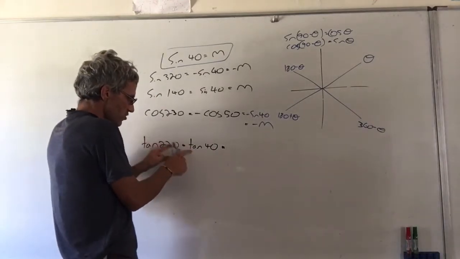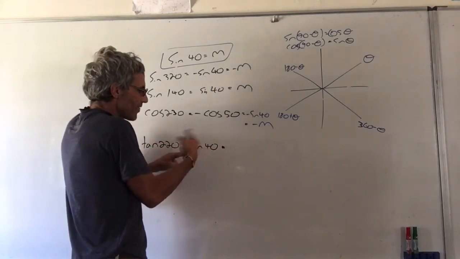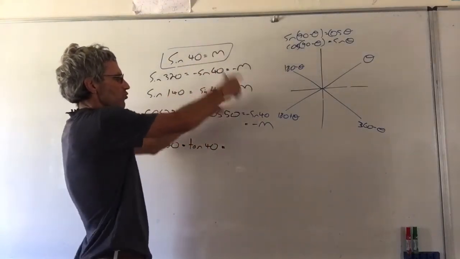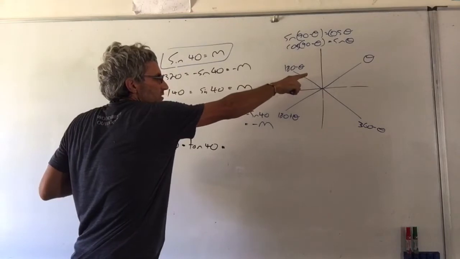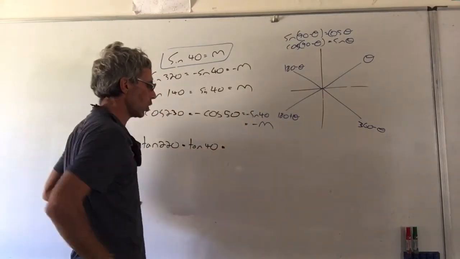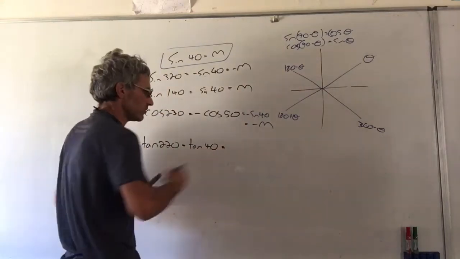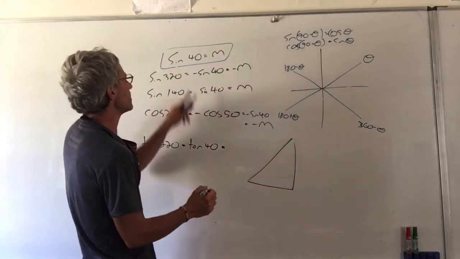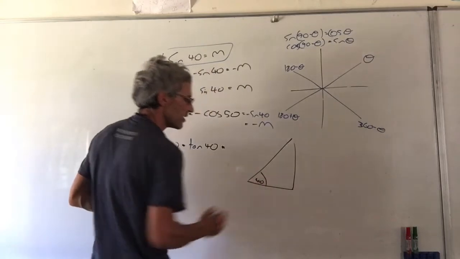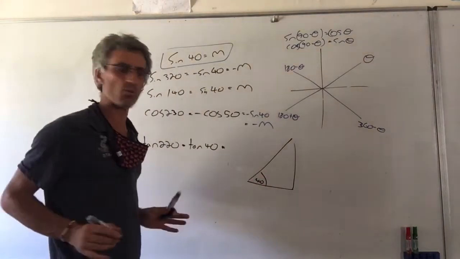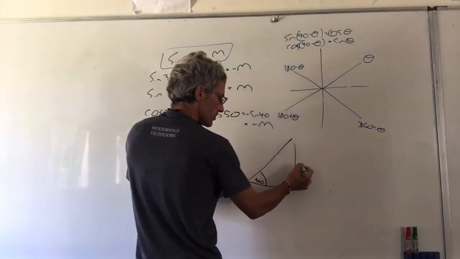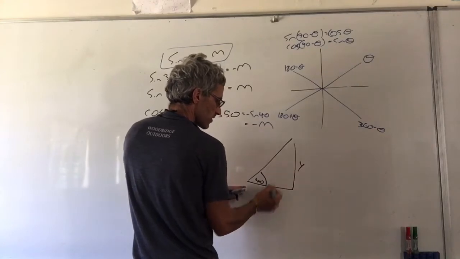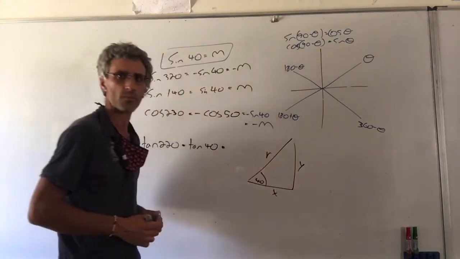Whenever you need to use other things, you can't just do these tricks, reduce it to the angle in the first quadrant, and then maybe do a cofunction. You must draw the angle, the triangle, okay? So this is our triangle. Our angle is 40 degrees, and as always, to begin with, you just say the side opposite, I'll call it y, the adjacent x, and this is r.